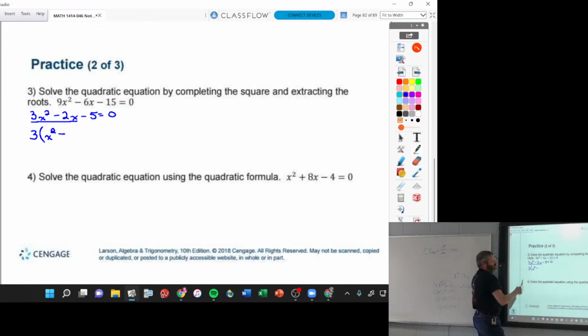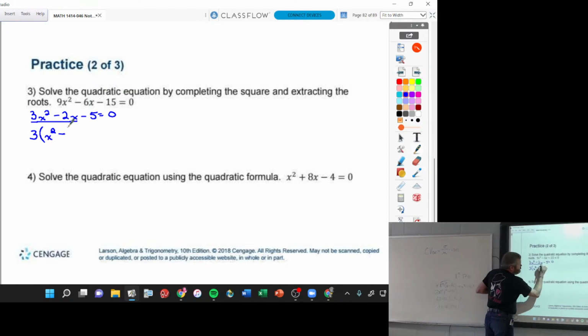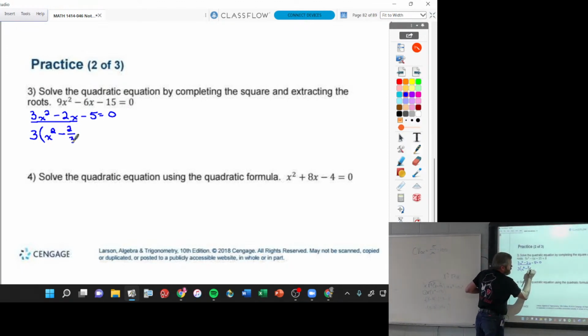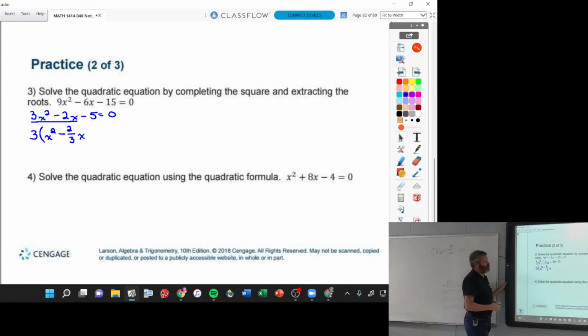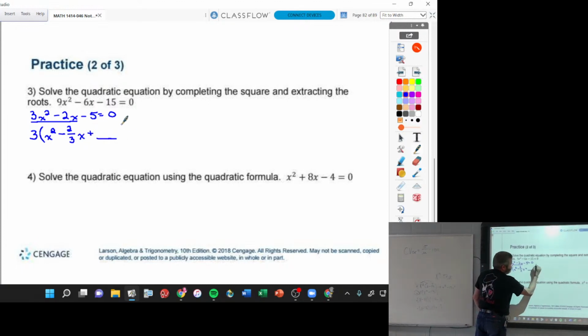Minus, what's 2 divided by 3? Well, 2 doesn't divide by 3. So 2 divided by 3 is 2/3. And there's my x. Okay? Now, I'm going to complete the square on x squared minus 3x. Remember, to complete the square, I'm going to have to add something.